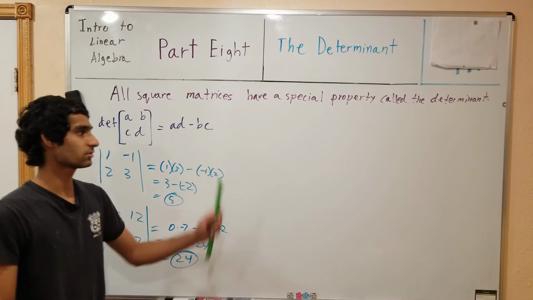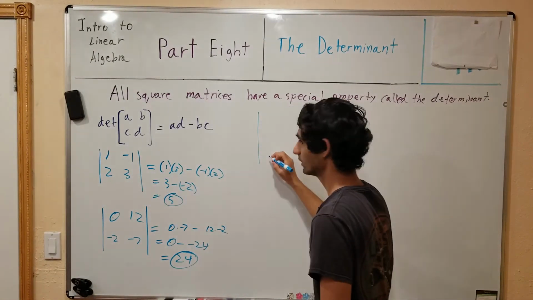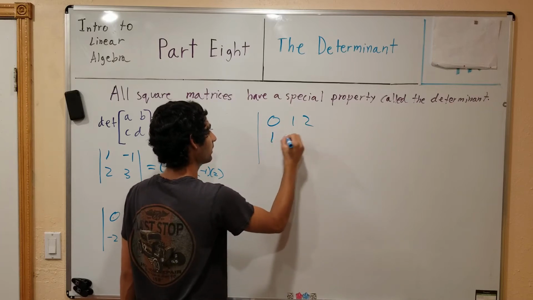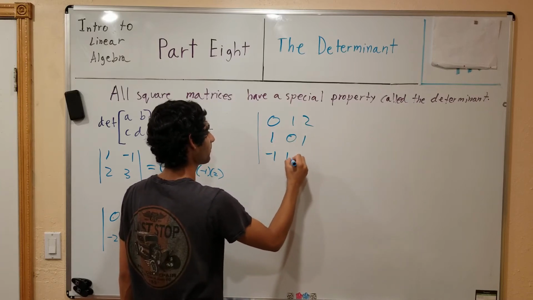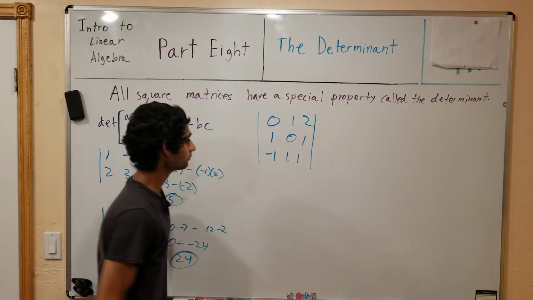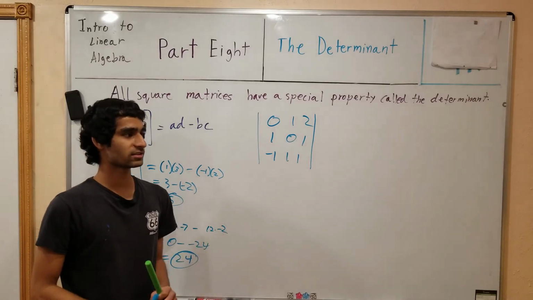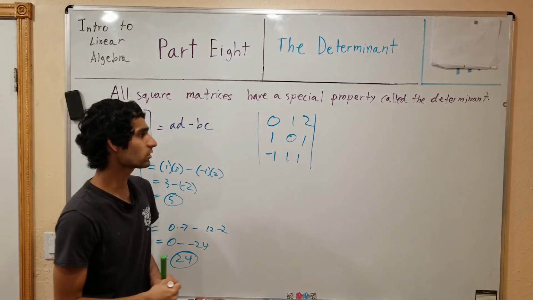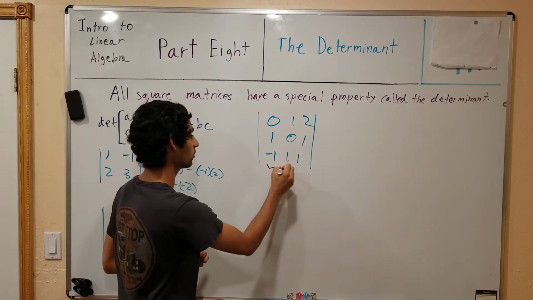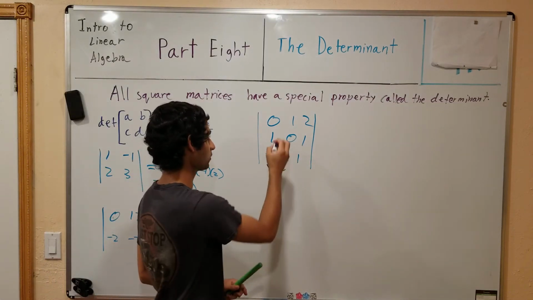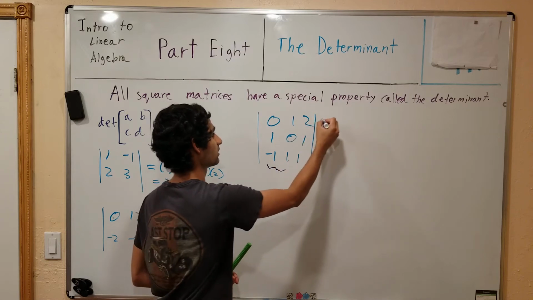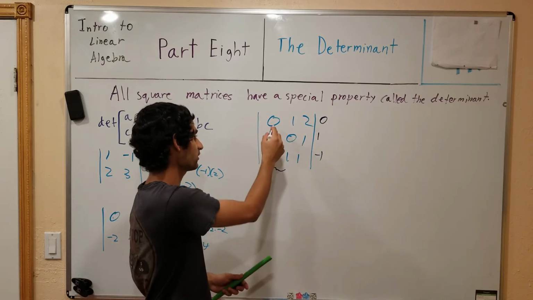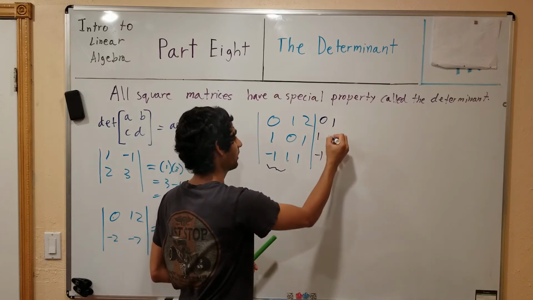Now let's move on to 3 by 3 matrices. We've got this 3 by 3 matrix over here. 0, 1, 2, 1, 0, 1, negative 1, 1, 1. The process is slightly more complicated, and here's how we do it. I want to copy over my leftmost two columns to the right of my matrix. So my leftmost two columns, 0, 1, negative 1 and 1, 0, 1, I want to copy them over.